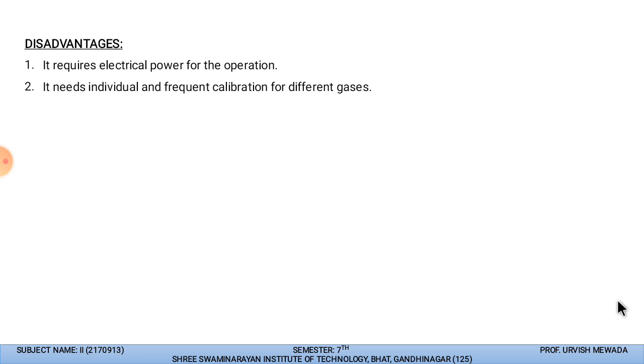Now let us discuss the disadvantages of this Pirani gauge. The disadvantage of the Pirani gauge is that it requires electrical power. So yes, we cannot use this gauge where electricity is not available.